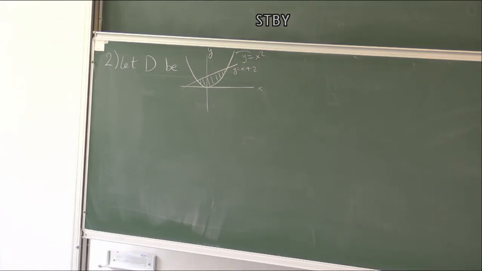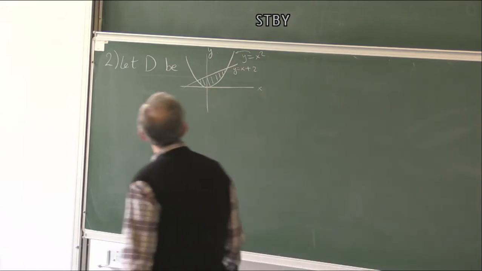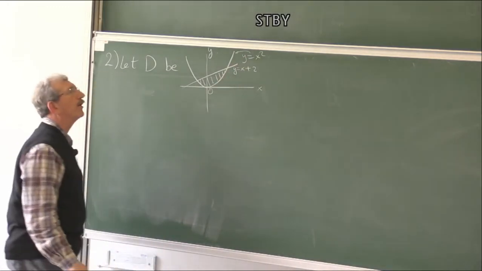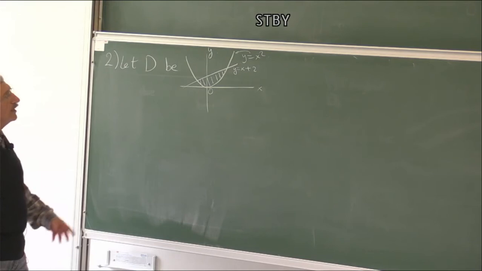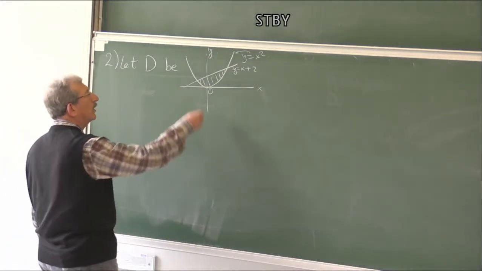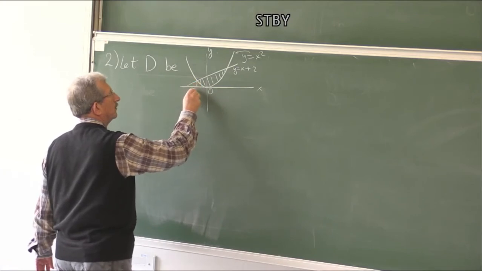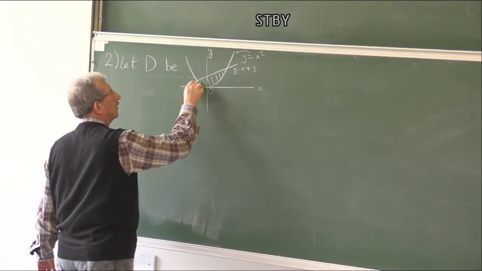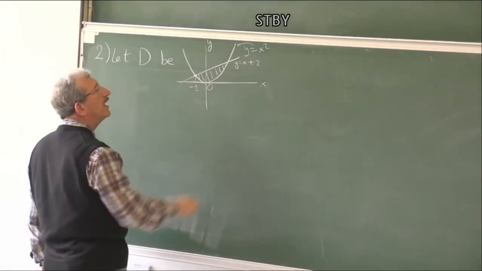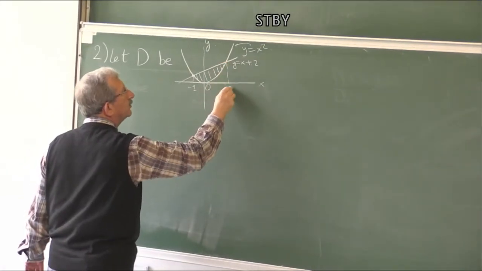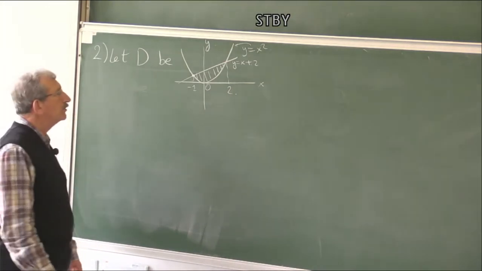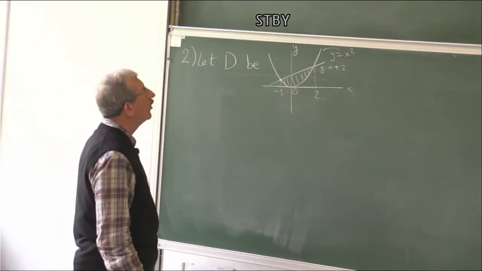Okay, now it's easy to see what the intersection points are. You can write x squared equal to x plus 2, and then you immediately see that when x is minus 1, they intersect. You can even see it directly. And when x is 2, they intersect. So these are the values in question.